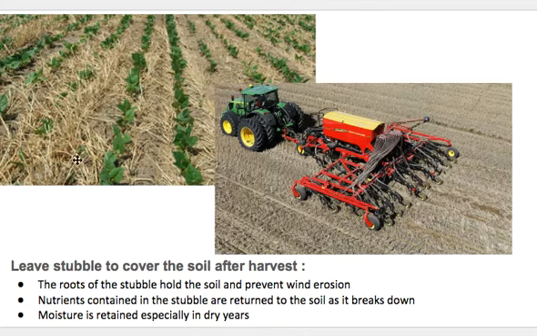And what farmers will do is they'll leave the stubble here. And the roots of the stubble will help to hold the soil in place and prevent wind erosion. It also has an effect on the soil health as well, which we'll look at a little bit later on in more detail. But the nutrients that are contained in that stubble will then break down and be returned back to the soil. It also helps to retain some moisture in the ground, and that's really important, especially as Australia is such a dry country.